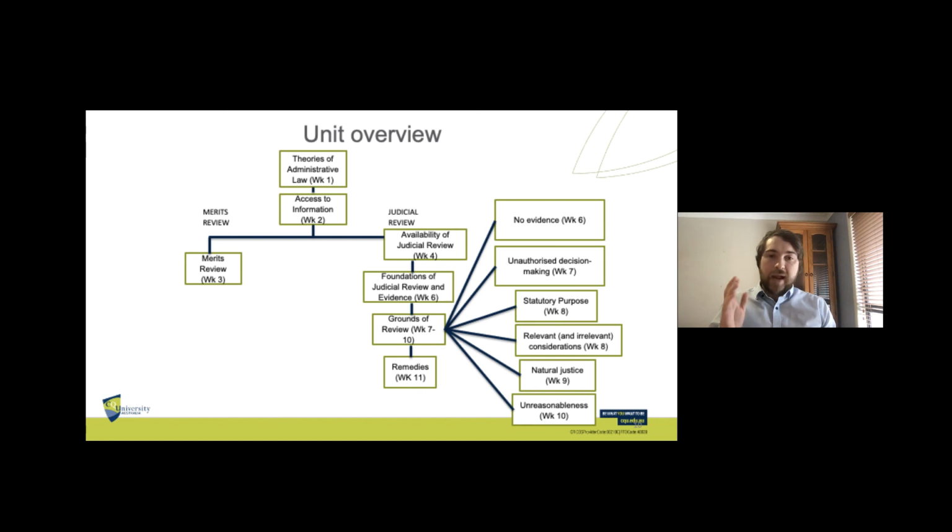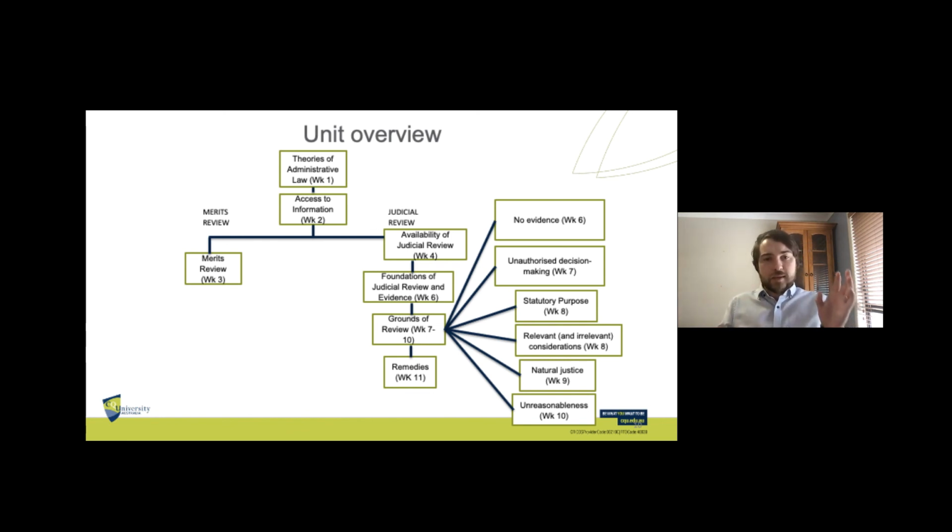Next week, we're going to talk about access to information, which is the way in which we access government data and the way in which we access a government's reasons for a particular decision. And from there, we branch out into 2 separate topics: merits review and judicial review.